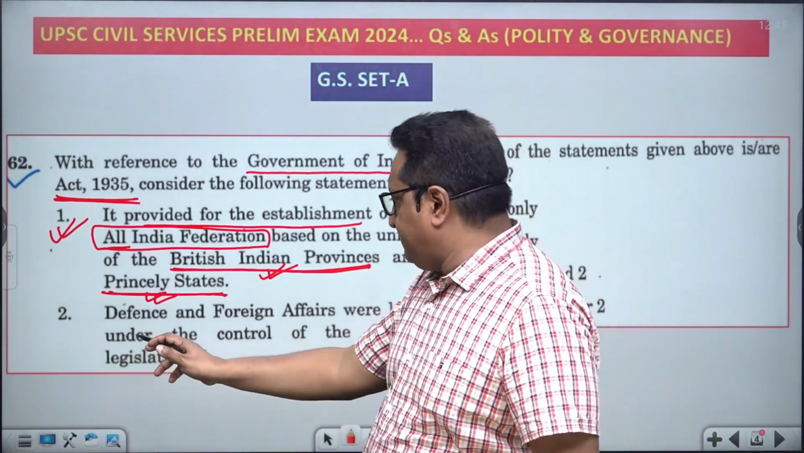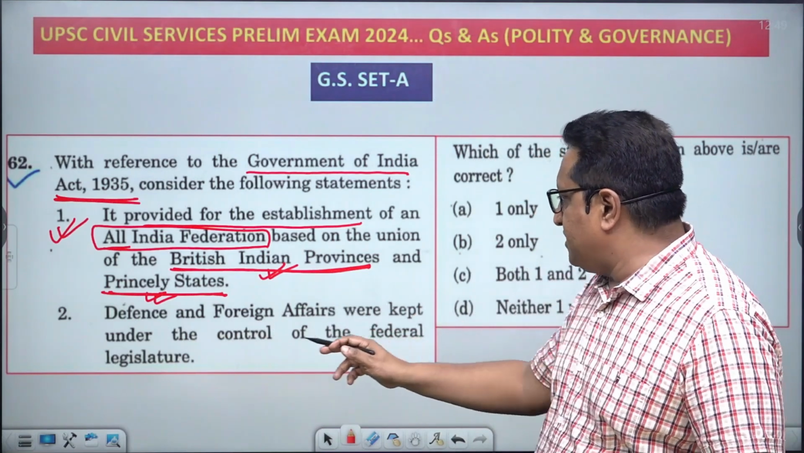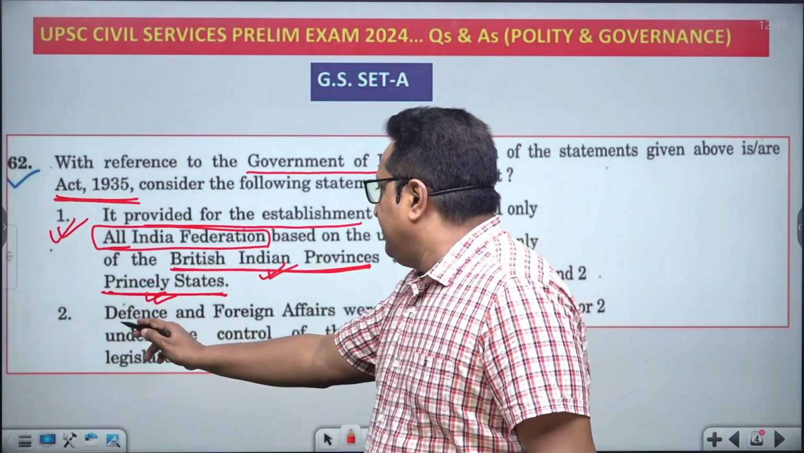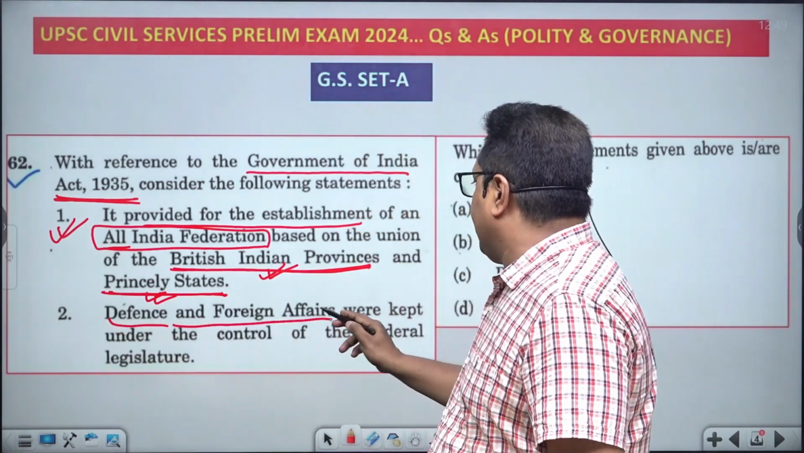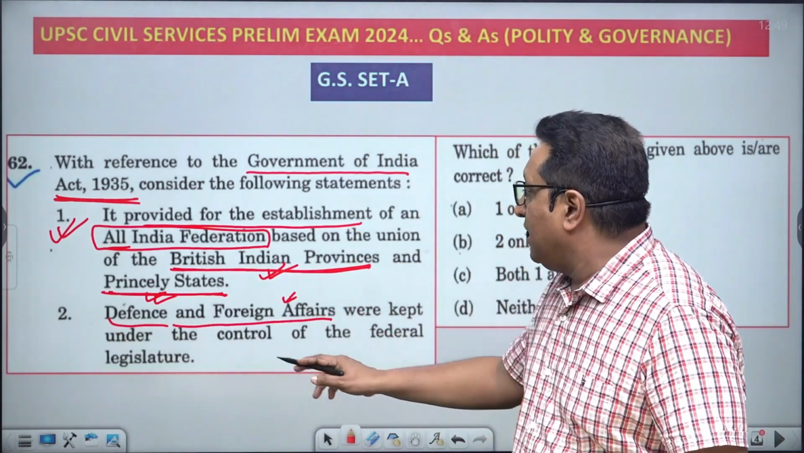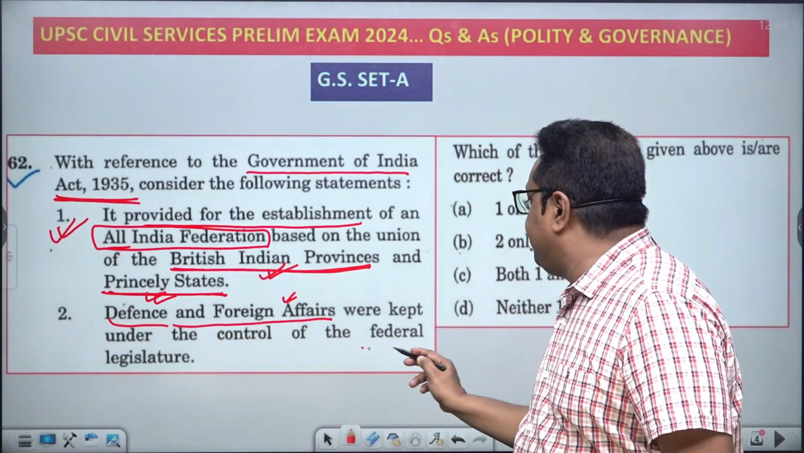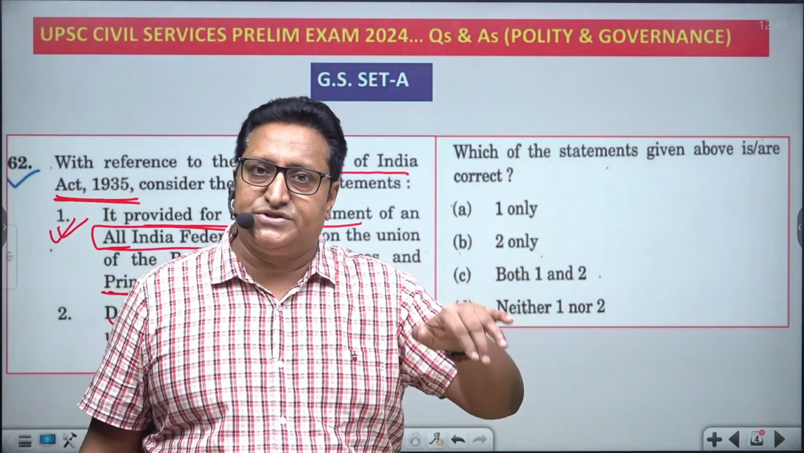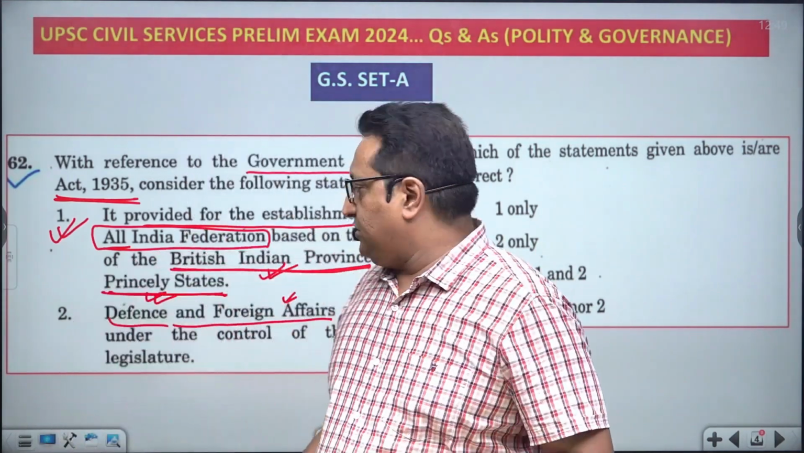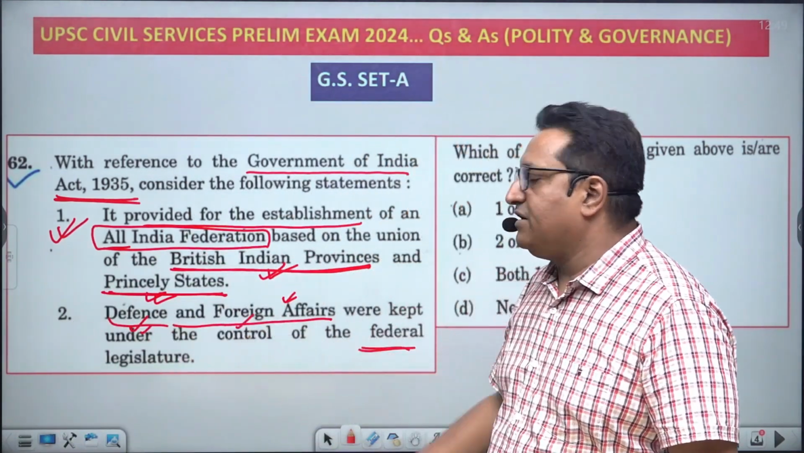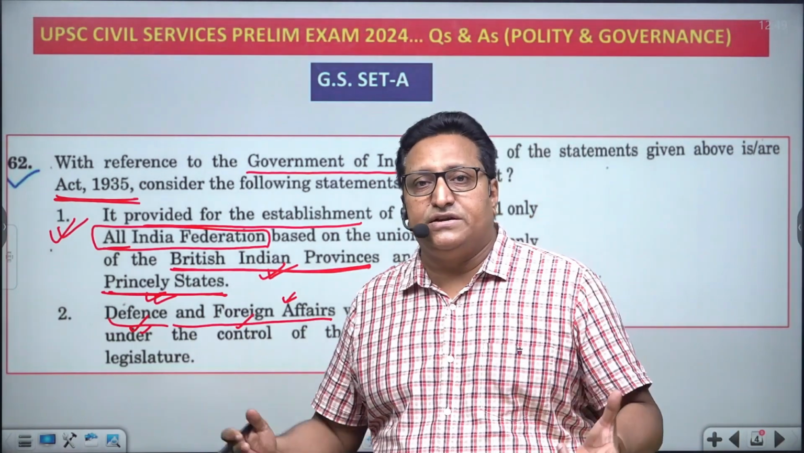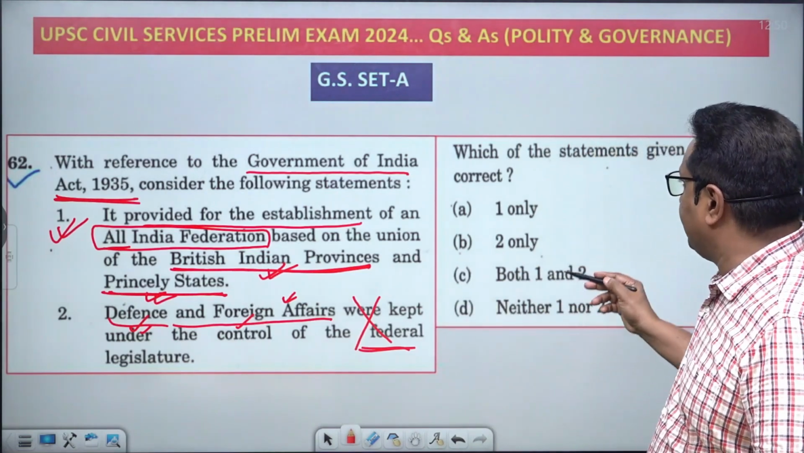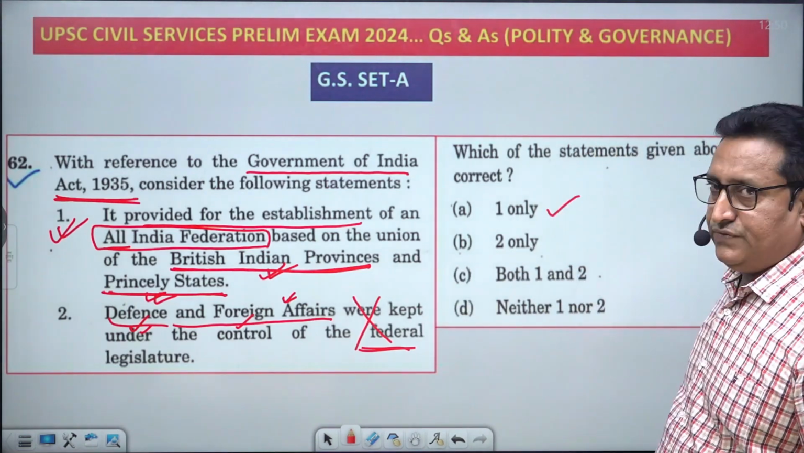The next statement is, defense and foreign affairs were kept under the control of the federal legislature. Now, this is factually wrong. Defense and foreign affairs, okay, partly correct. They were kept under the control of the Governor General, right? Not with the federal government or state government. These two subjects, defense and foreign affairs, were kept with the Governor General of India, right? So this is a wrong statement. So which will be the correct answer? The answer should be this one, okay?